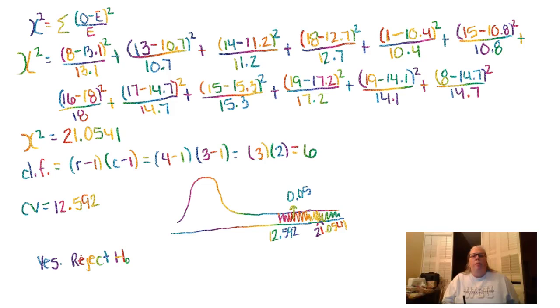And the reason we're going to reject the null hypothesis is because our test statistic here, the chi-squared, is greater than our critical value. So we're going to reject it because 21.0541 is greater than 12.592. Oh, I forgot to put at the alpha equals 0.05 level. And what we've said in the past is that because our test statistic falls in the shaded area, we're going to reject the null hypothesis.